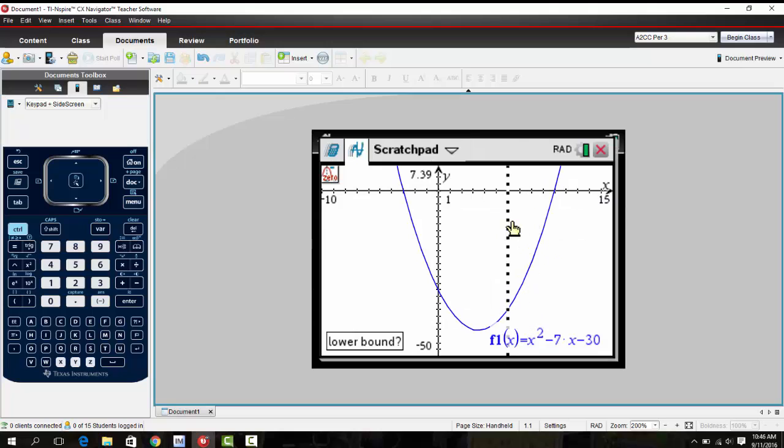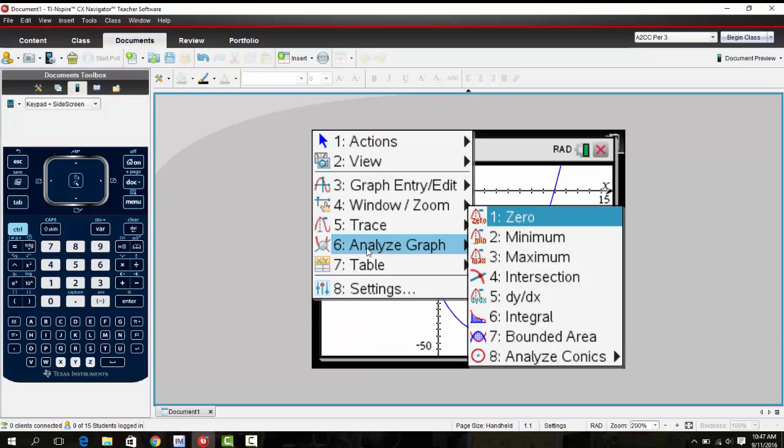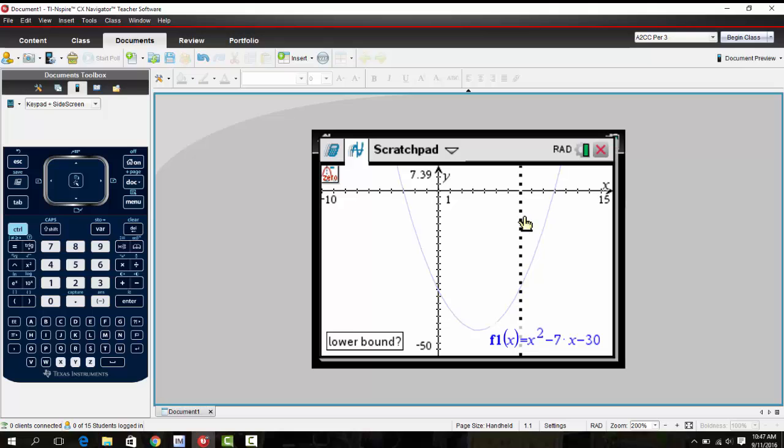It's asking you for a lower boundary, and your hand is attached to that line. Lower means left, so we'll go to the left of that zero. Menu, Analyze, Zero. Click to the left of the zero you care about, and then it changes to upper bound. Click to the right, and there's your first zero. X is equal to 10.